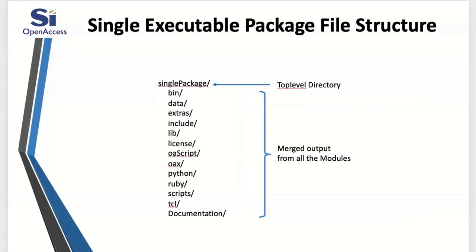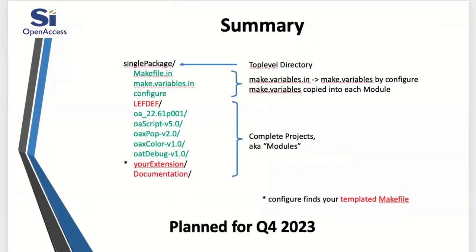And in it would be the bin directory, include directory, lib directory, and all the other directories that are produced by OA and all the extensions merged into a single top-level directory, and the documentation as well. So to summarize, I want to give you a status of what I have done and what hasn't been done yet. So what's marked in green here has been done.